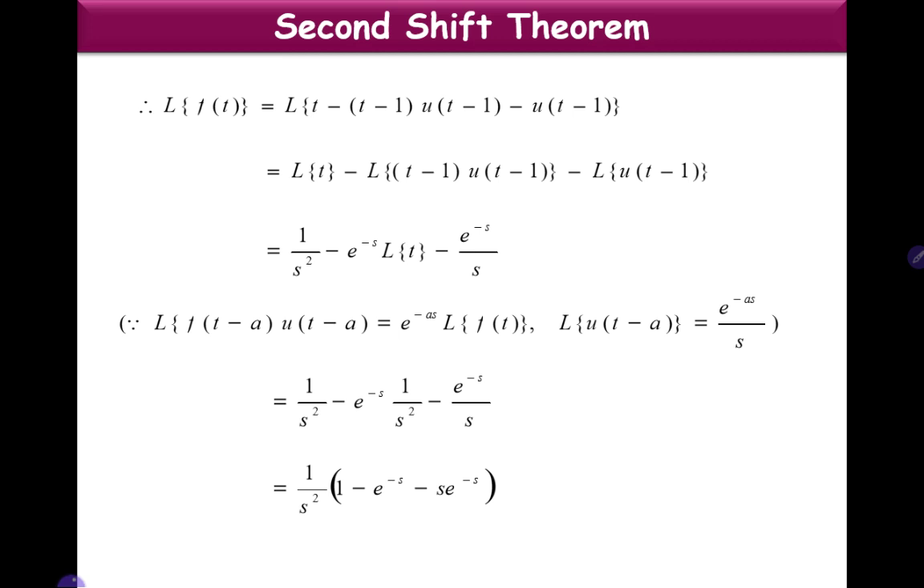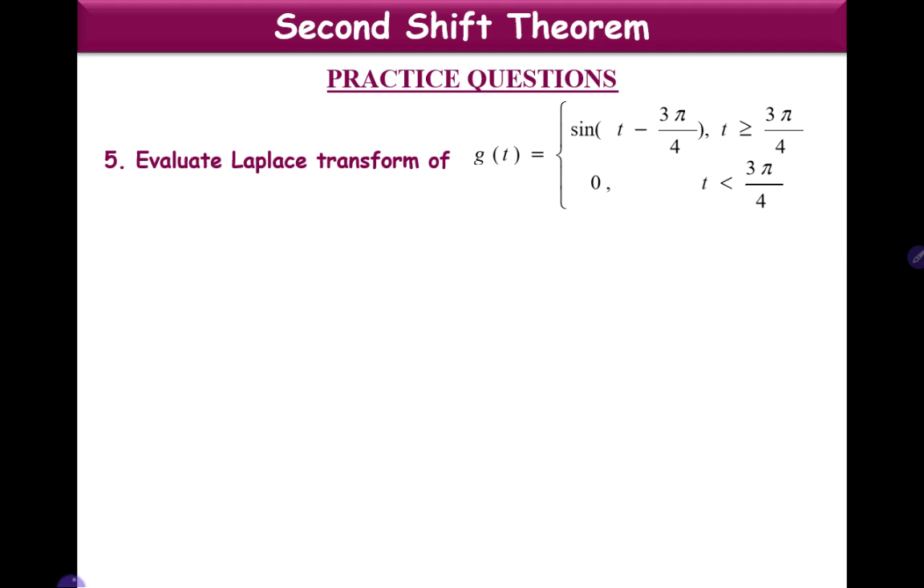So these are some practice questions for you. Evaluate the Laplace transform of g of t, where g of t is sine of t minus 3 pi by 4 for t greater than or equal to 3 pi by 4, and 0 for t less than 3 pi by 4. You can apply the first form of the second shift theorem directly.